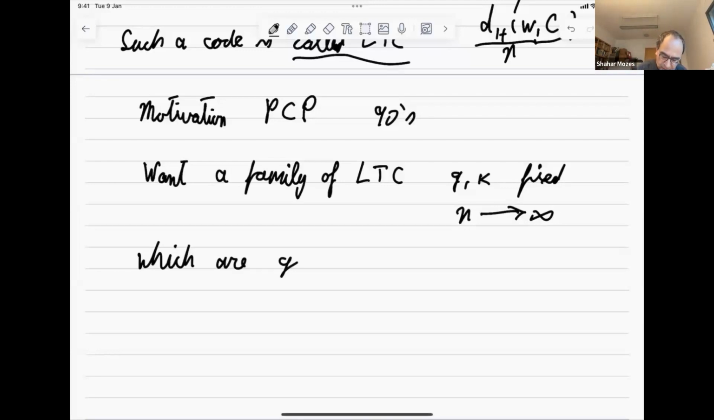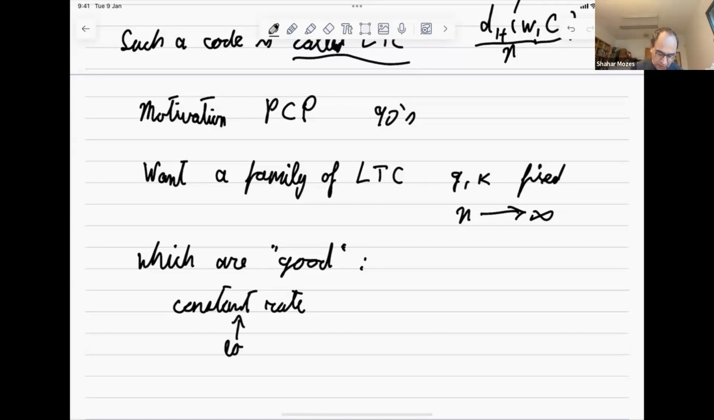So good means that you have a constant rate. If you speak about the number of codewords, the log of the number, the dimension of the subspace divided by n, you want it to be fixed. So you want a fraction: log of C divided by n is bigger than some fixed r0.